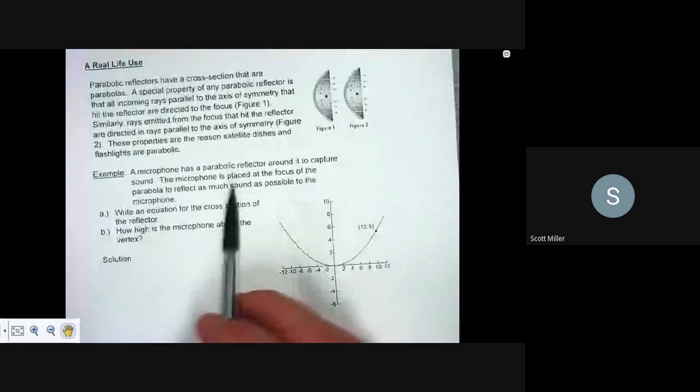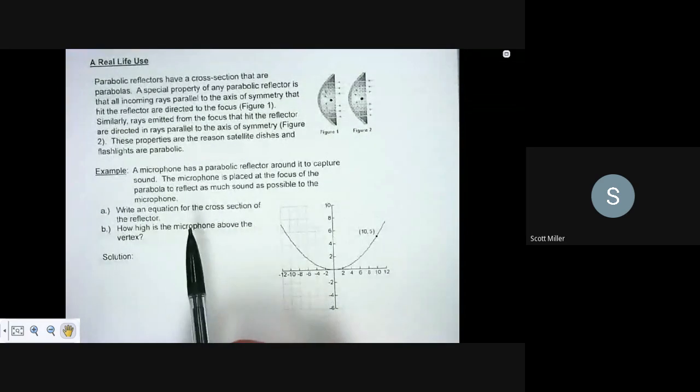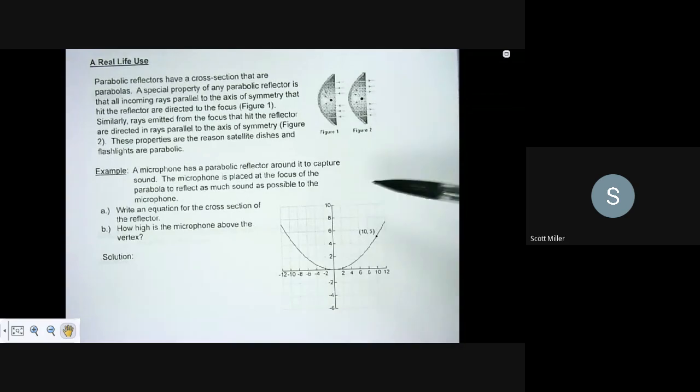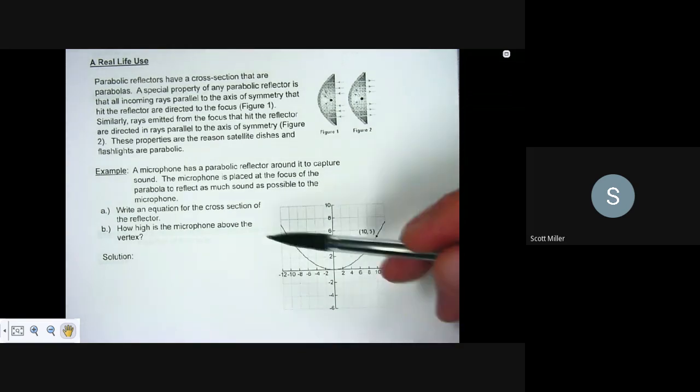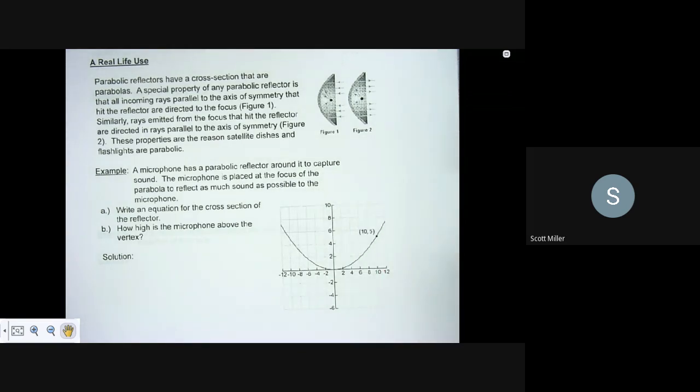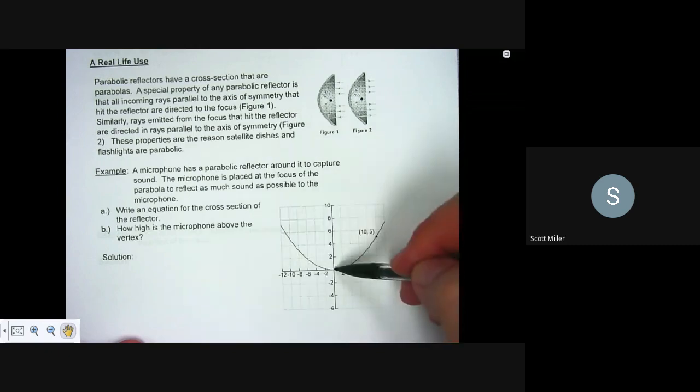So here's an example. You have a microphone that has a parabolic reflector around it to capture sound. The microphone is placed at the focus of the parabola to reflect as much sound as possible to the microphone. Write an equation for the cross-section of the reflector. And how high is the microphone above the vertex? In other words, where is the focus? So this point is on the curve. And here's my parabola, goes through (0, 0).